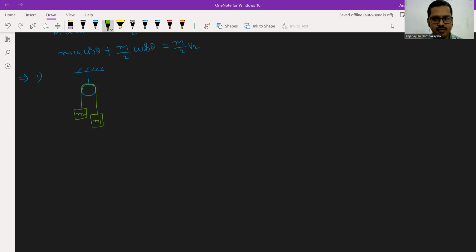So gravitational weight acts on the first block, M1G, in the downward direction, and on the second block also gravitational weight acts in the downward direction, M2G. But the tension acts opposite to the gravitational force. So here tension acts in this direction, and here tension acts in this direction.